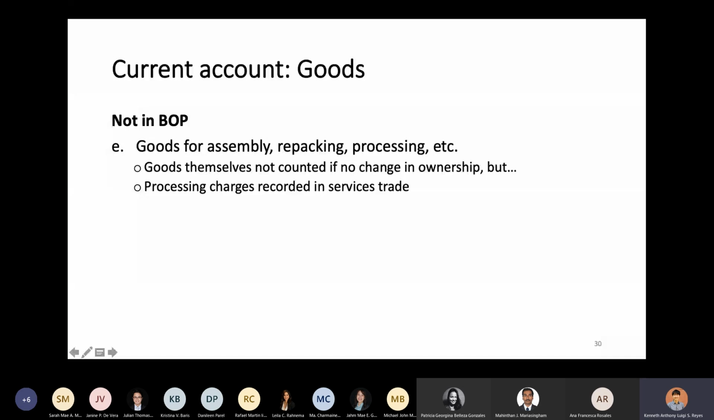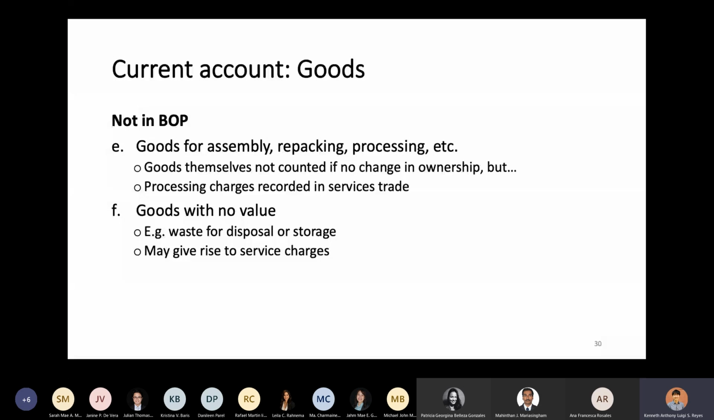Goods with no value will not be counted in the BOP. So if you send waste for disposal or storage, this is not going to be an import or export. However, if there's an associated service charge, then it will be counted under services trade. If you return a good, let's say defective goods, the change in ownership is annulled, so it will not be in the BOP initially.